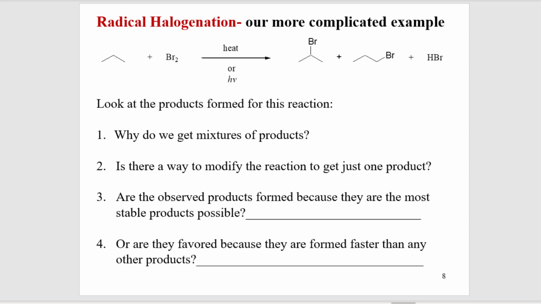Now that we understand how the radical halogenation mechanism works, let's go back and look at this more complicated example, starting with propane instead of methane. And what you'll see is that if you consider propane, and let's say we react it with bromine and light, you'll notice that there's a possible mixture of constitutional isomers that we can get.